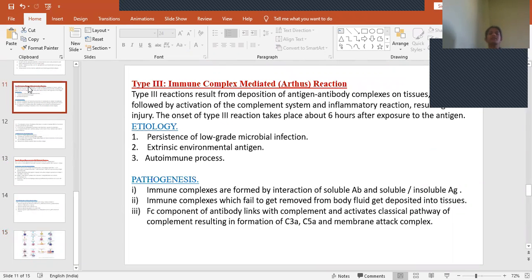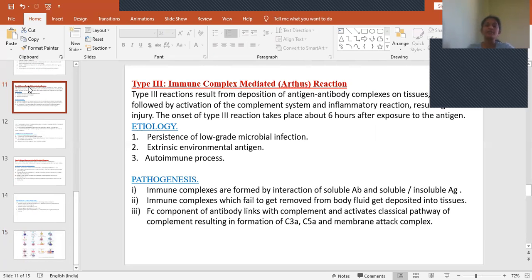Then coming to the type 3 reaction, it is also called the immune complex mediated reaction. What is an immune complex? The antigen antibody complex that is formed. Once this complex is formed, it causes activation of the complement system and an inflammatory reaction resulting in cell injury. Here the onset time is 6 hours after exposure to antigen, and the etiology includes persistence of low grade microbial infection. That means it is a chronic kind of reaction that takes place slowly and progressively, along with extrinsic environmental antigens and autoimmune processes.